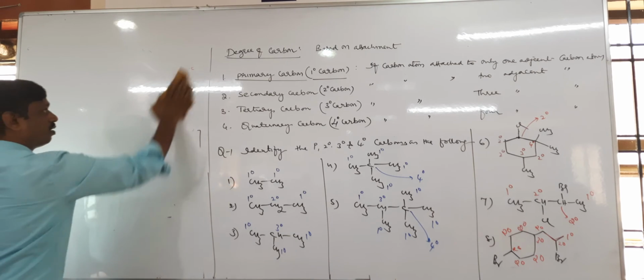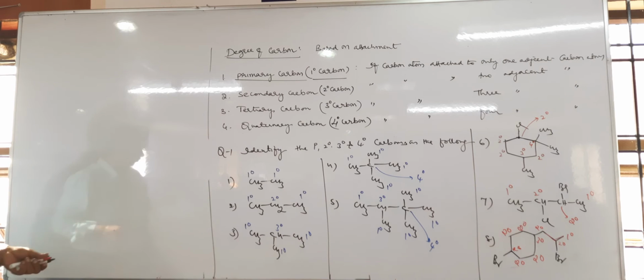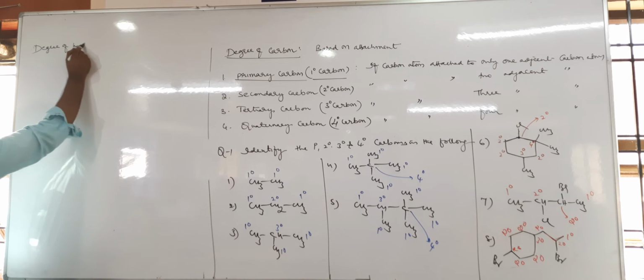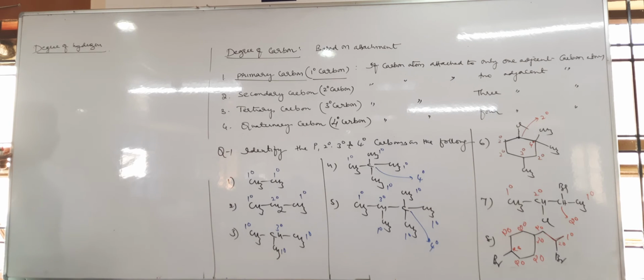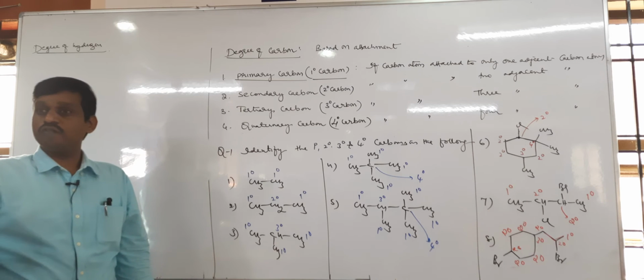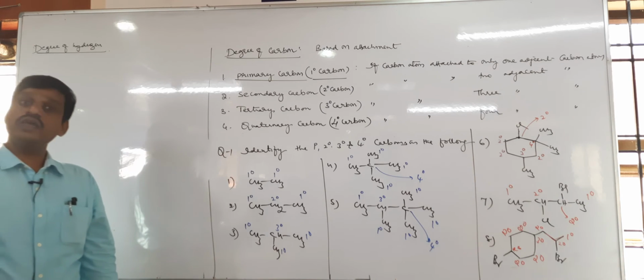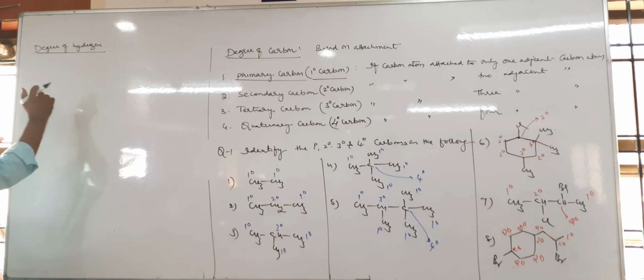So that is the degree of carbon. Next, degree of hydrogen. Now see, it is based on the presence of hydrogen on which carbon. Based on the presence of hydrogen on which carbon, the hydrogens are classified into primary, secondary, tertiary, right? There is no quaternary hydrogen. Quaternary carbon is there, but no quaternary hydrogen. So therefore there are 3 types of hydrogen.